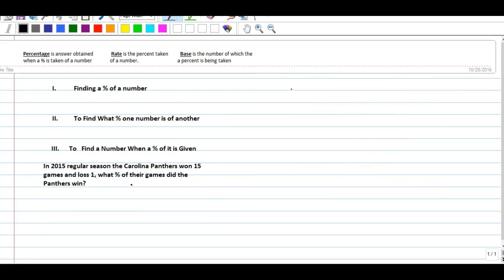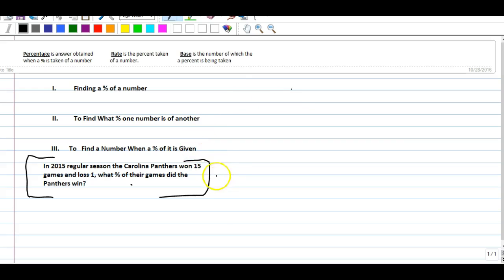Again, we're still looking at the three types of percent problems. And they are finding a percent of a number, finding what percent one number is of another, or finding a number when a percent of it is given. Again, here we want to apply the three types of percent problems to story problems. So here is an example of another problem which involves percents. In the 2015 regular season, the Carolina Panthers won 15 games and lost 1. What percent of the games did they win?